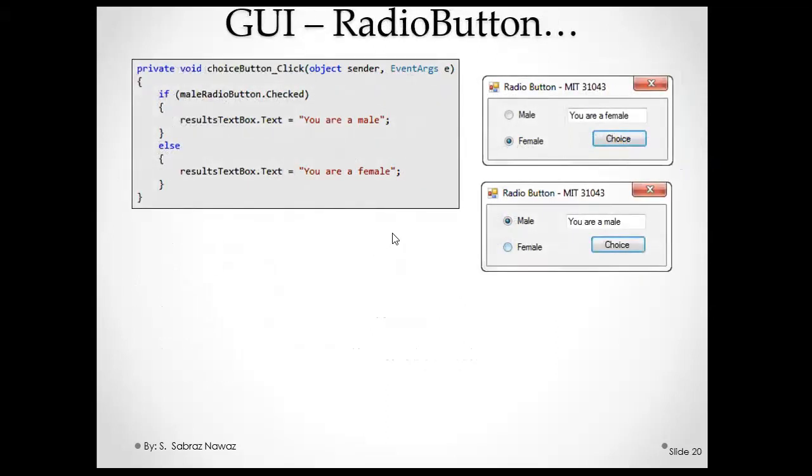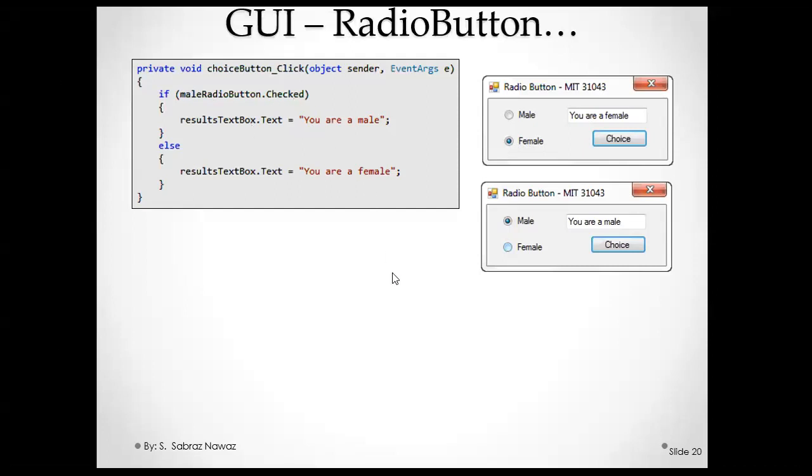So here we have a program written. Unfortunately, it is reading as 31043. For previous batches, we had the subject in third year, first semester. Now we have it in second year, second semester. So if the person clicks on male and clicks on choice button, it should show you are a male. If the person chooses female and clicks on this button, it should display you are a female. Code is here, radio button dot checked is simple, so simple.